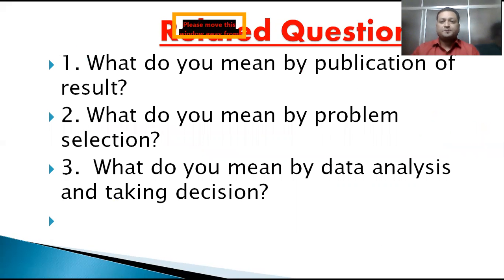Related questions. Students, I have already finished these things, so now I give you the related questions. Let's see. What do you mean by publication of results? Very easy, you can easily give the answer. What do you mean by problem selection? Can you remember how we found the selection of a problem? What do you mean by that? And what do you mean by data analysis and taking decisions? Easily you can do it.